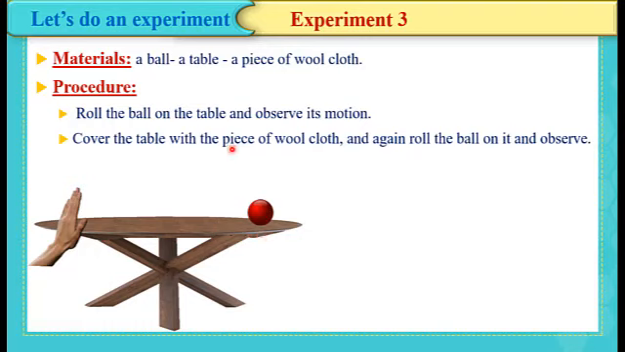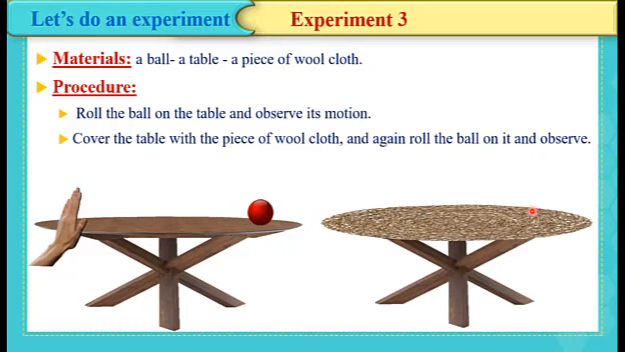Cover the table with a piece of wool cloth. And again, roll the ball on it and observe what will happen. This is a wool cloth. What did you notice? What happened? Let's solve the questions that follow.